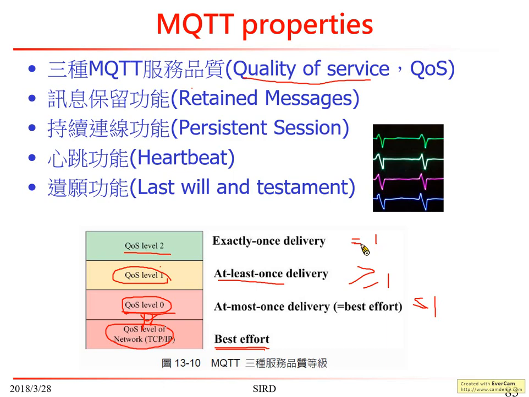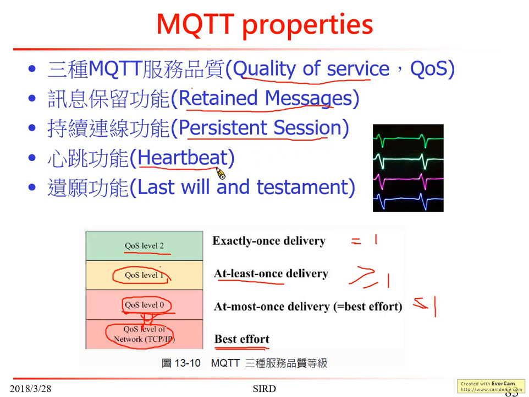So there are 3 kinds of quality of service. Depending on your application, you can choose a different one. The second one is called retained message, which I will give you some examples of why you need. And the third one is the persistent session.